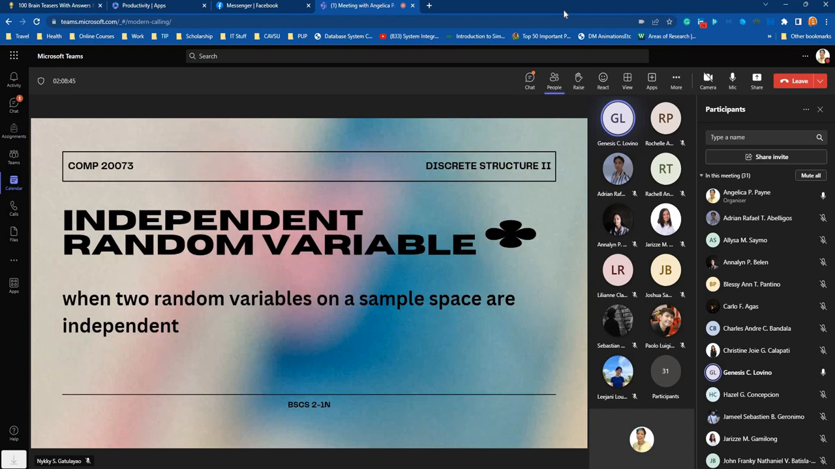What is independent random variable? It is when two random variables on the sample space are independent. Of course, why would you say that? It is to know that if one changes, the probability of both together will change. So for example, if we're going to toss two coins, kung papalitan natin yung isang coin, it won't change the probability na mangyayari yung situation na yun. Now let's go to the example para medyo ma-visualize natin.